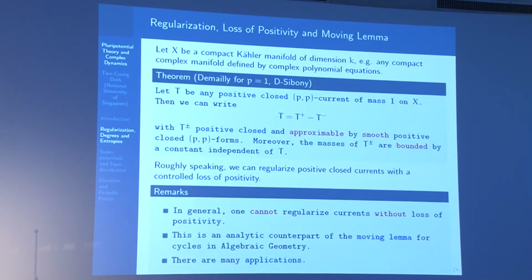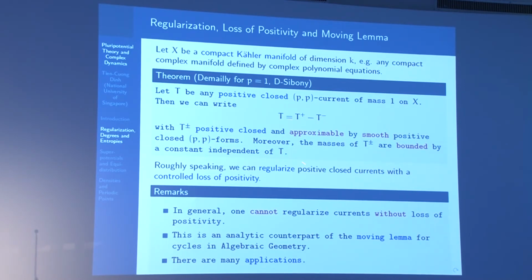Okay, so let me discuss the first problem. So now, here is the main theorem. Assume that we have a positive closed current of bidegree (p,p). So we know that we cannot regularize this current. However, we can write T as the difference of T plus and T minus such that T plus and T minus are approximable by smooth positive closed currents.